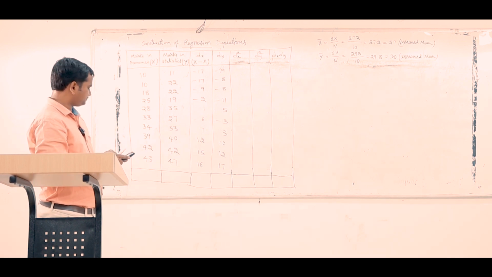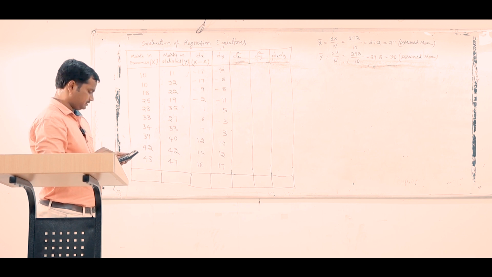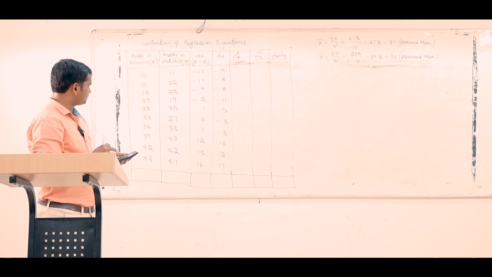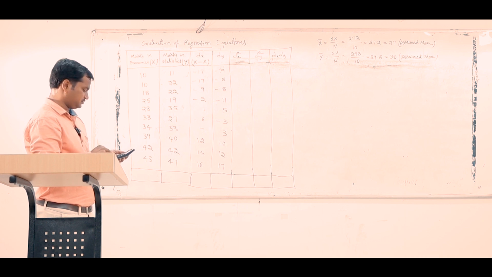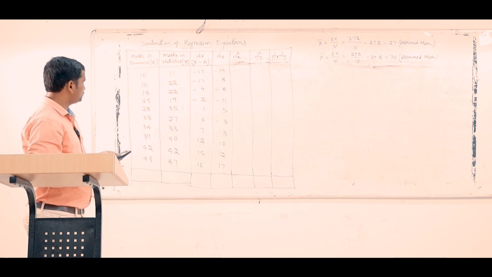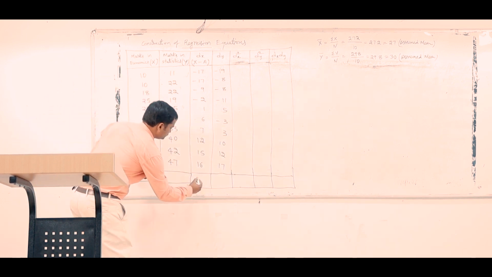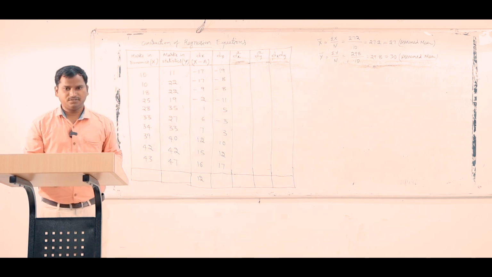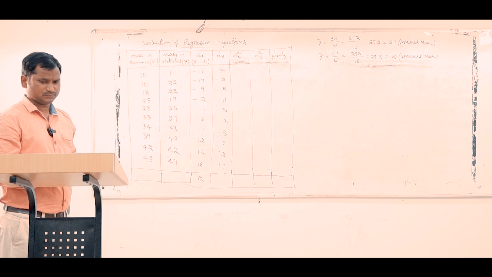So 16 plus 15 plus 12 plus 7 plus 6 plus 1, that is 57, the plus values. Next, deduct the minus values: minus 2, minus 9, minus 17, minus 17. Then you will get 12. So the dx total value will be 12.